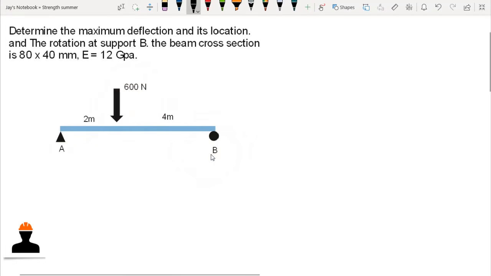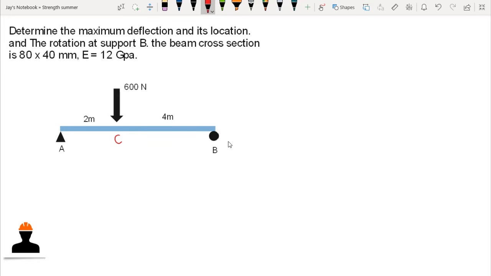So therefore, we need to come up with two cut sections for this one. Our cut sections should be from A, let's say this is C, from A to C, this is one continuous segment, and from C to B, this is another continuous segment.